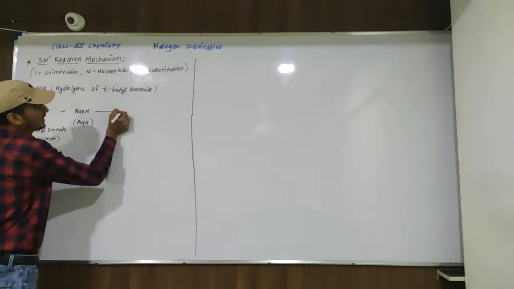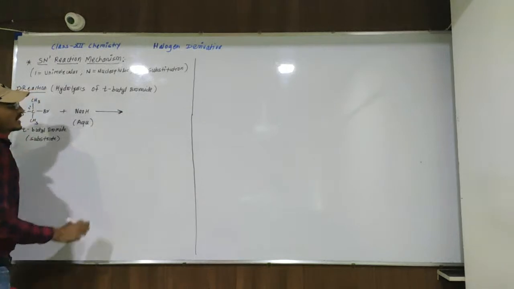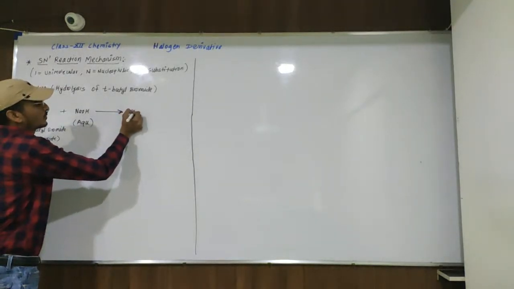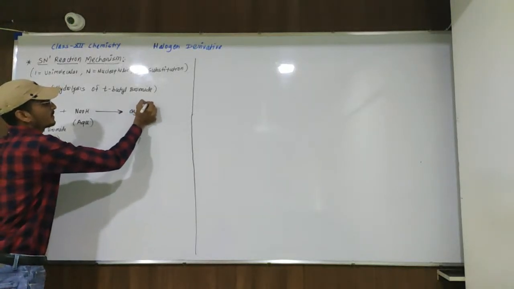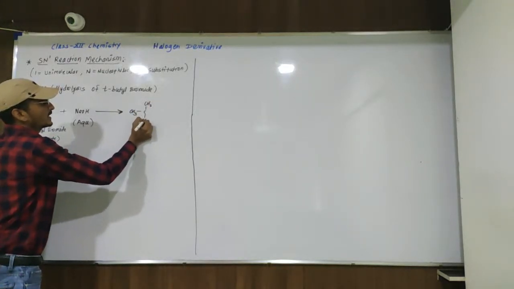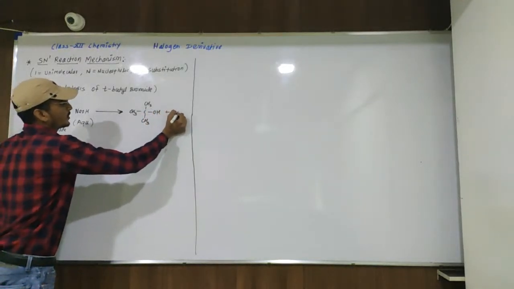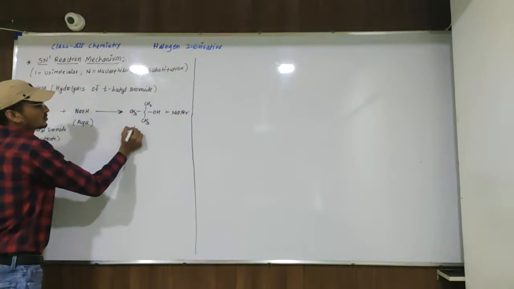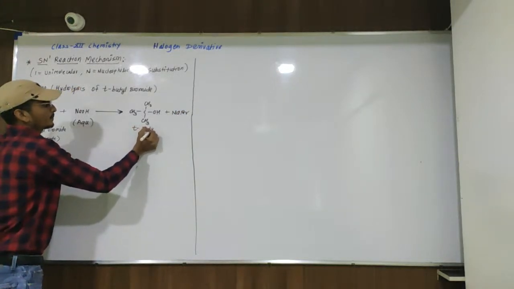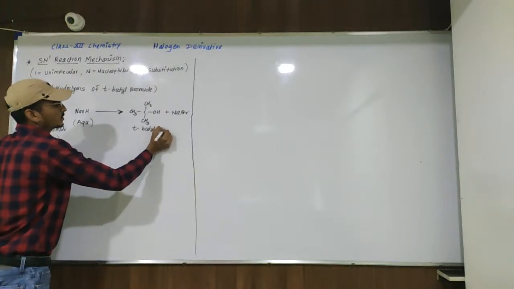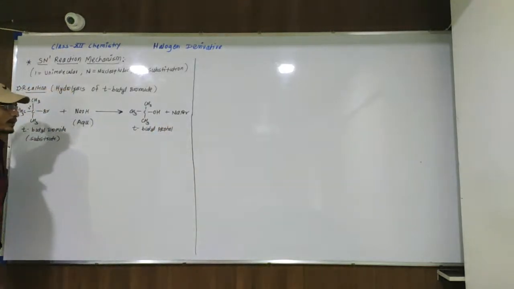A substitution reaction takes place, which means Br is replaced by OH, and you will get tert butyl alcohol. And what is the byproduct here? NaBr. So this is your product of the reaction. Tert butyl alcohol is the common name of the compound.